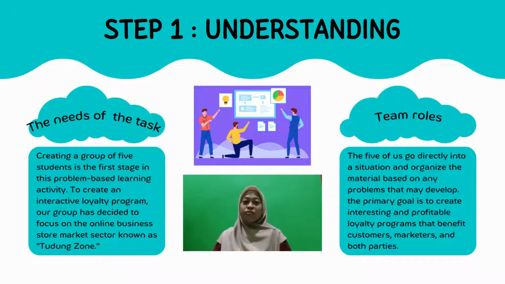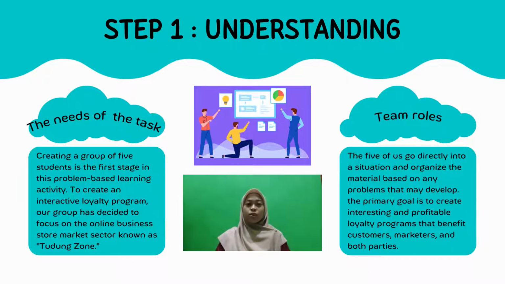First is the need of the task. Creating a group of 5 students is the first stage in this problem-based learning activity. We choose our teammates at random and rely on their knowledge and credibility to complete the group project. To create an interactive loyalty program, our group has decided to focus on the online business store market sector known as Tudung Zone.